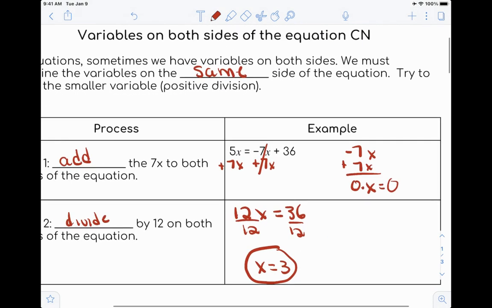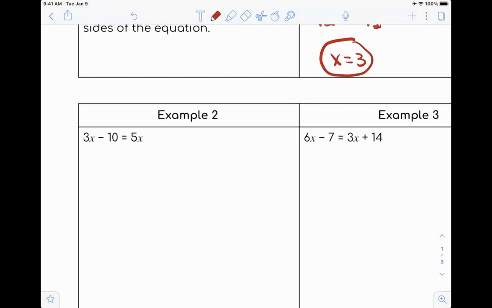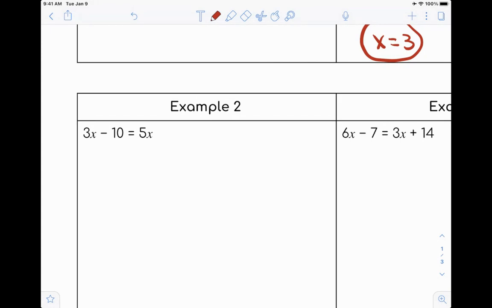So what I'd like to do is to take a look at a couple more examples. So in example 2, 3x is smaller than 5x, and we do have the variable on both sides, so we're going to move the variable to the right-hand side of the equation. So I'm going to subtract 3x on one side of the equation, and I need to do that same transformation on the other side. So 3x minus 3x is 0x, and 0 times x is just 0.